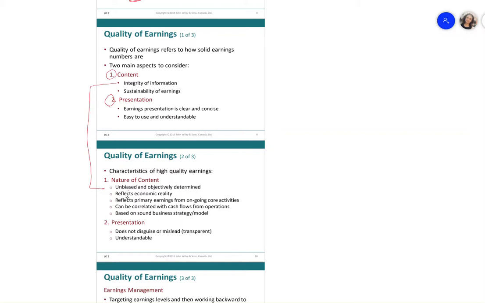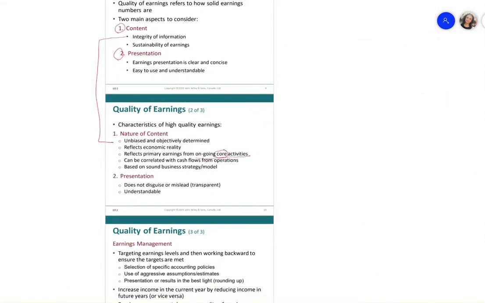The other one is that it reflects the economic reality. So whatever shows on our statement of income reflects the economic reality. It also reflects the primary earnings from the ongoing core activity, so the company's core businesses. It can be correlated with the cash flow from operations. It can also be based on a sound business model.